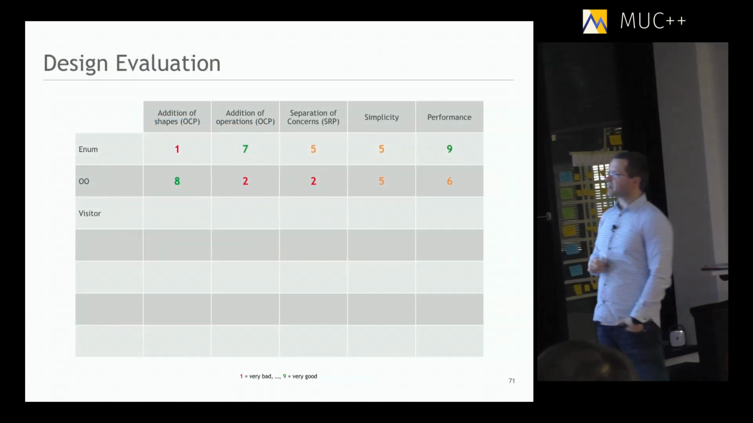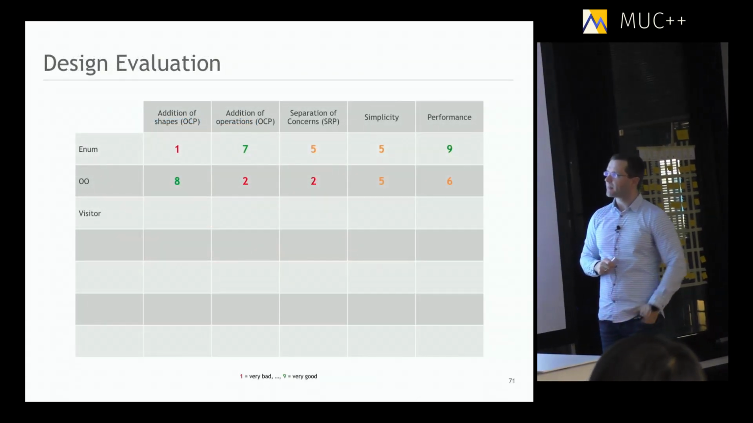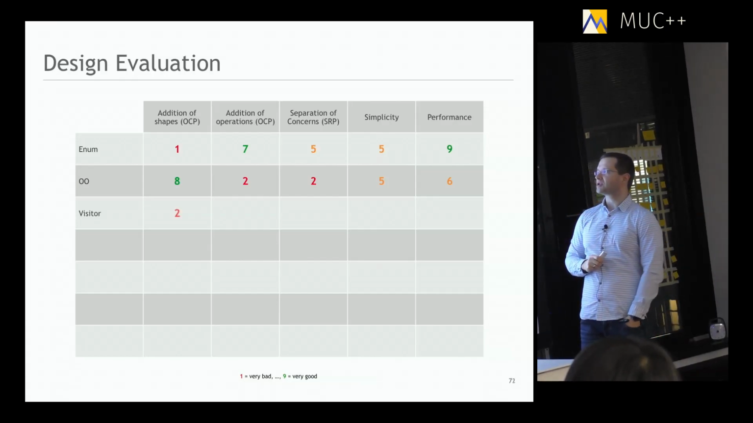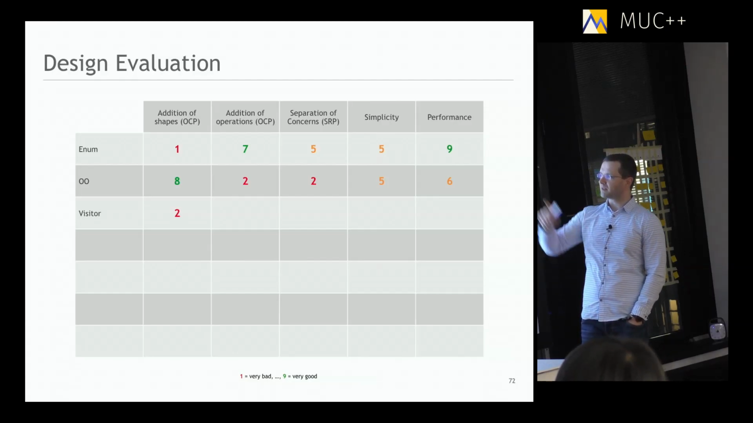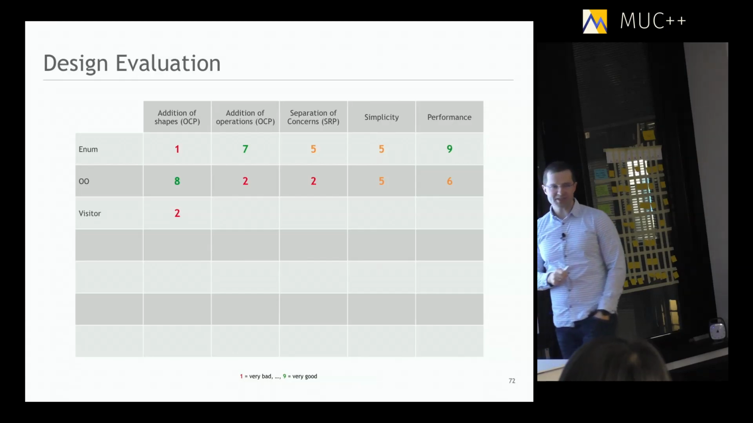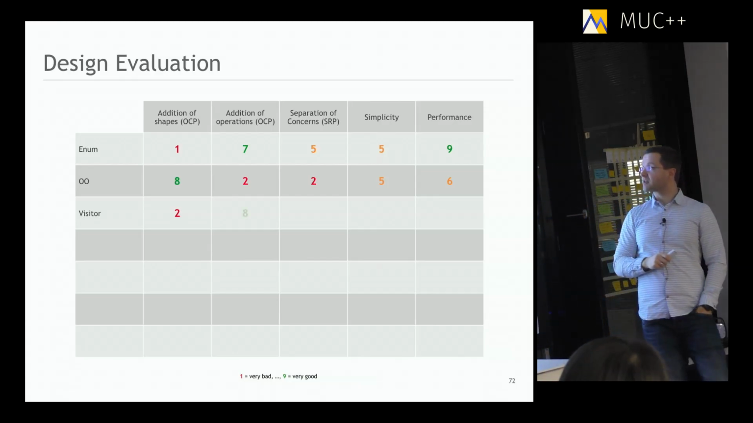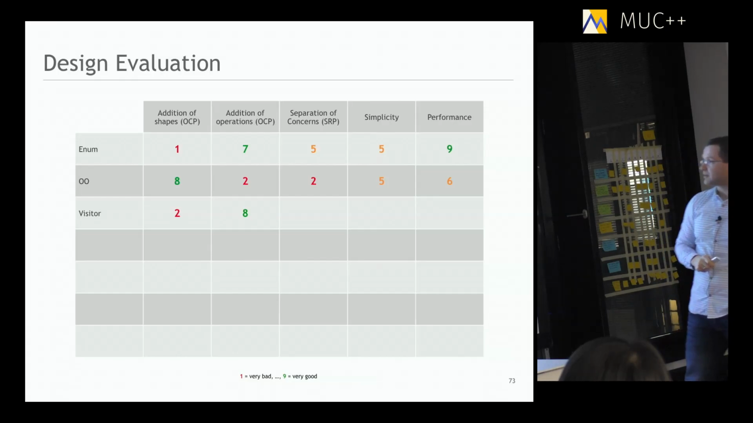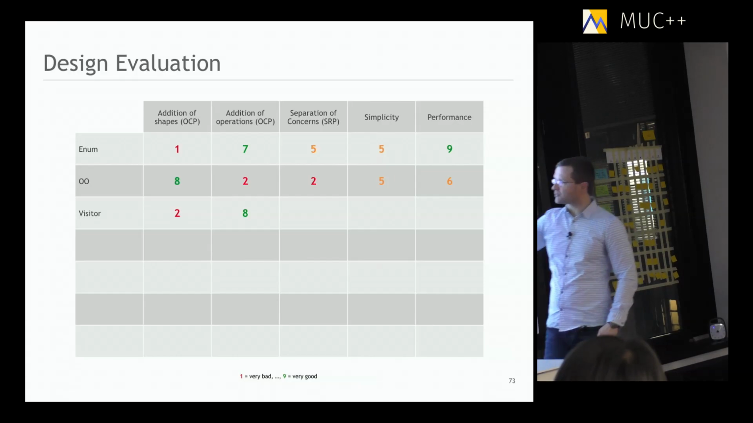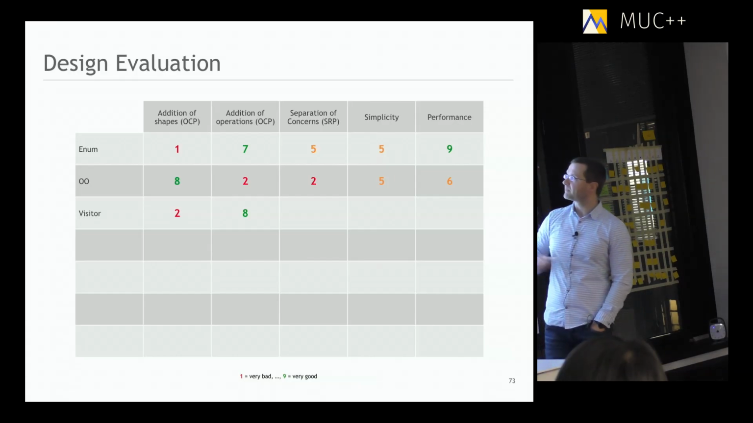Now, how does the visitor compare to the other designs? Addition of shapes? Not so much. So I don't think it's as bad as the enum because at least I get a little more feedback. It's not a maintenance nightmare. It's a little better, but still, this is bad. Addition of operations, pretty good. This is why I'm doing this in the first place. I give this a square 8. It could be a little better, but still, this is pretty good. This is why people use the visitor.